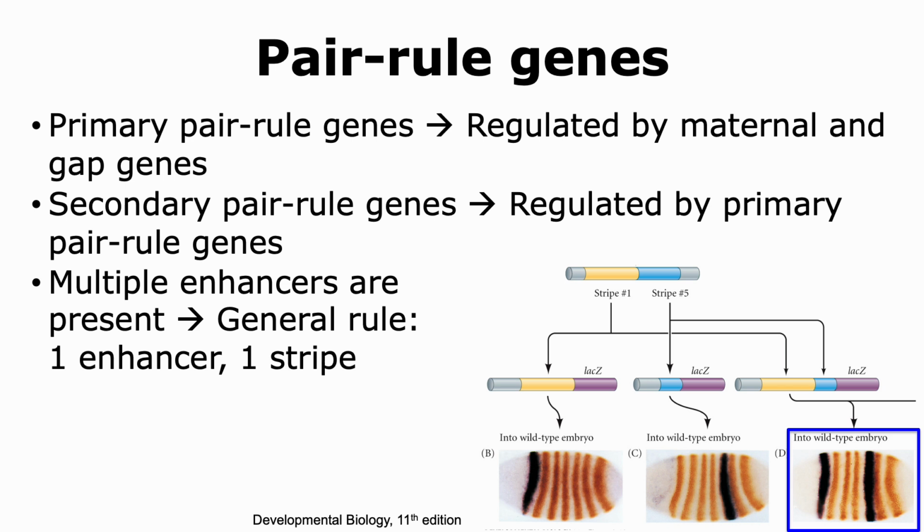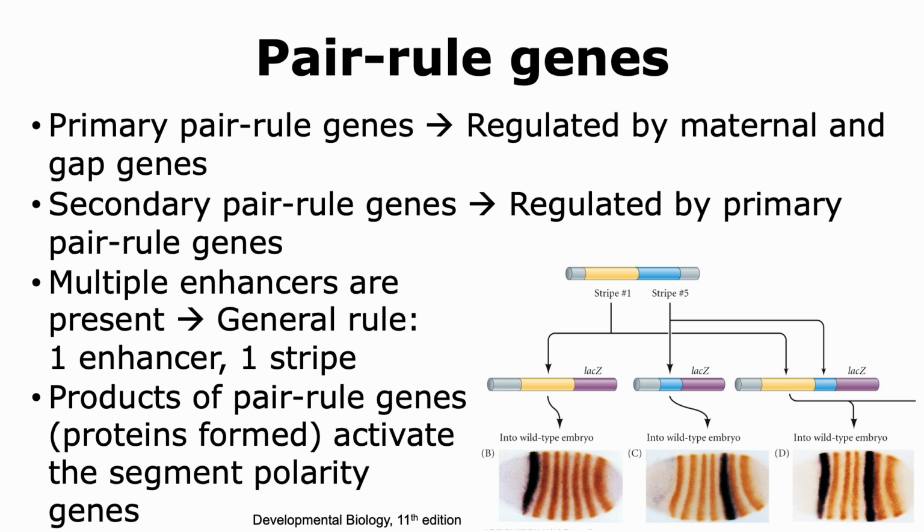The same can be seen if we put the whole enhancer, which corresponds to stripe number 1 and stripe number 5, and the DNA sequences are joined to lacZ. In the resulting embryo, we can see stripe number 1 and stripe number 5 are very dark, and that is where lacZ is expressed. So this is the way people actually found out different enhancer sequences and where they were.